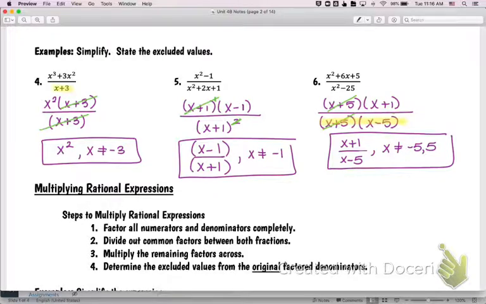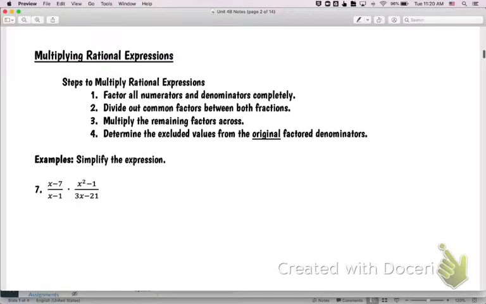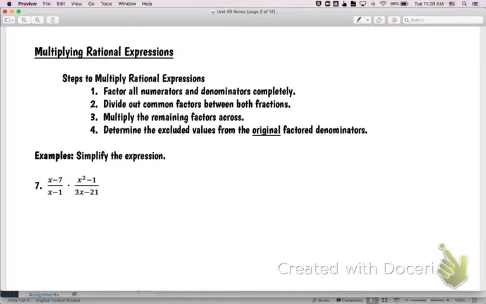Okay? We're now going to look at multiplying and dividing rational expressions. If you can simplify, you can multiply and divide because they're the easiest thing to do. So when we multiply, remember that we multiply fractions straight across. So if I have a over b times c over d, we get ac over bd. So you can just go straight across. So the process is exactly the same.